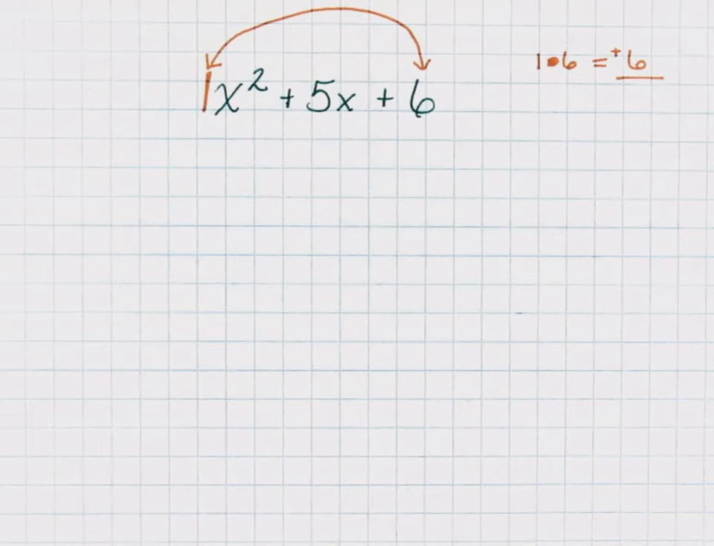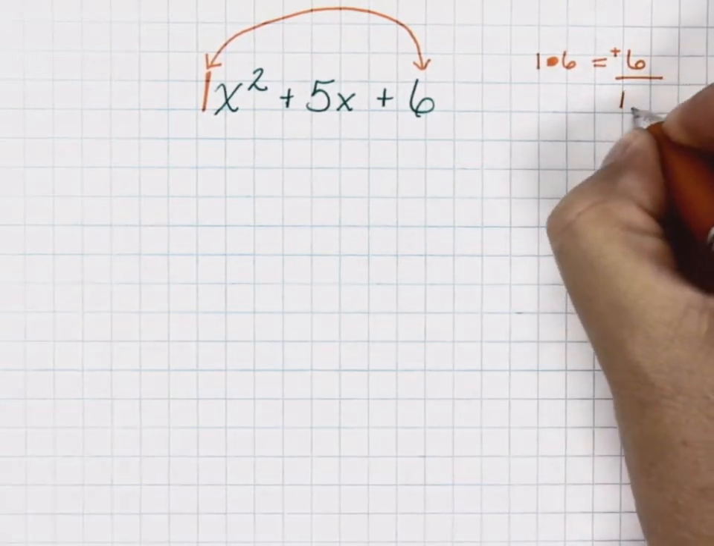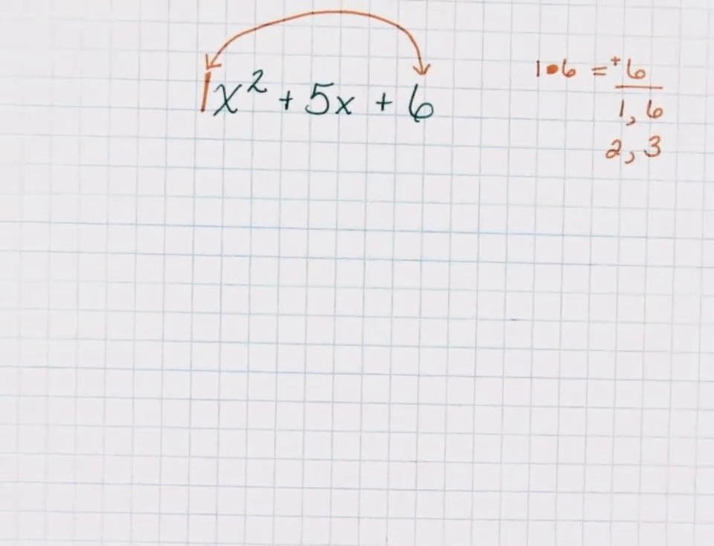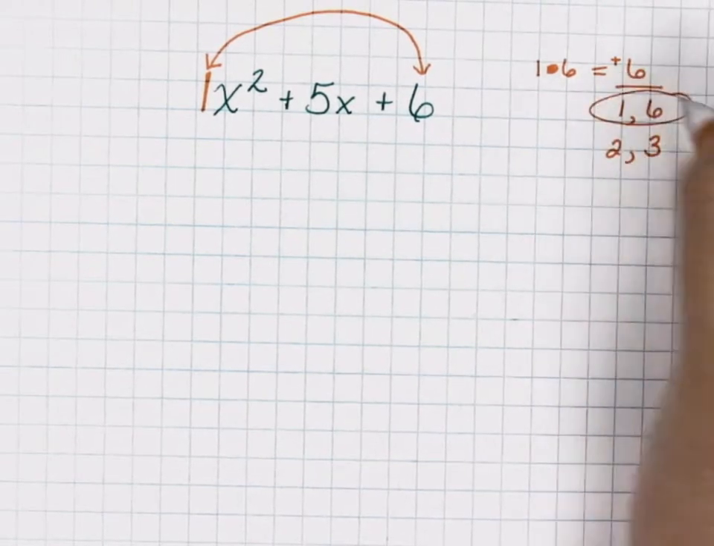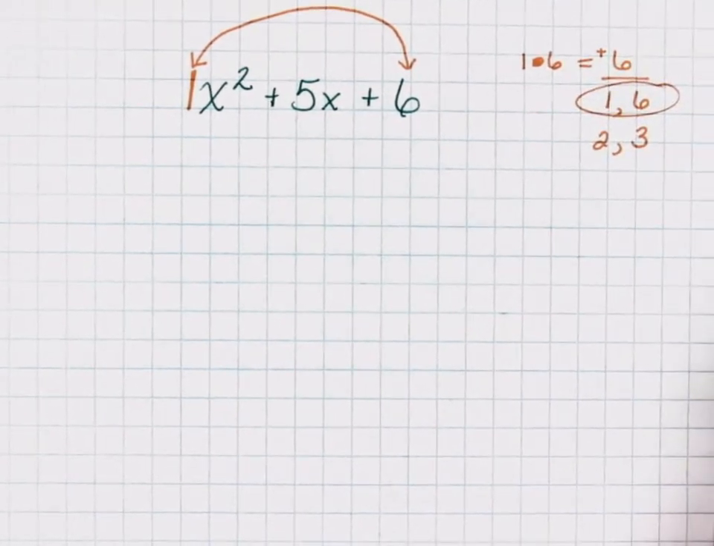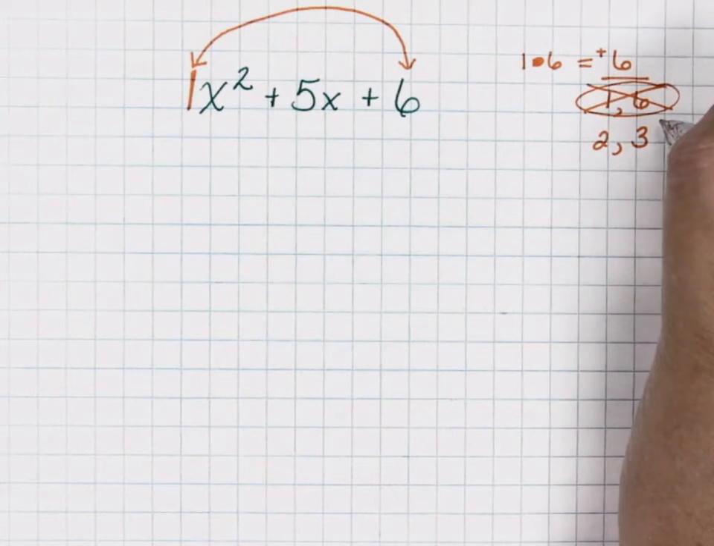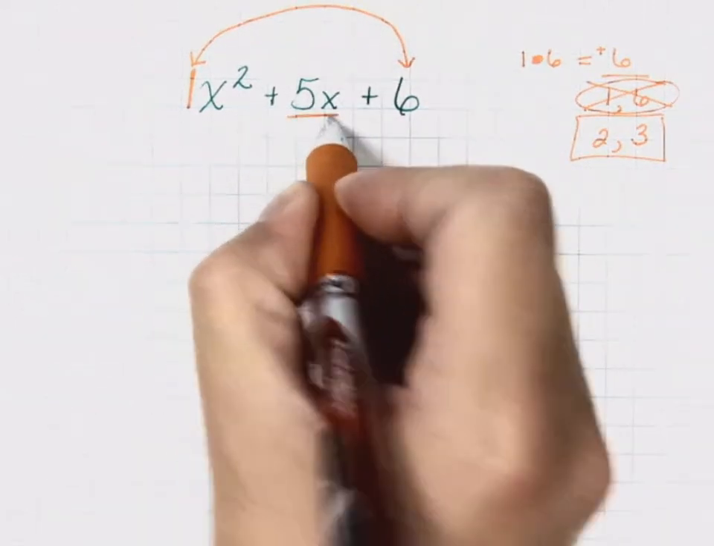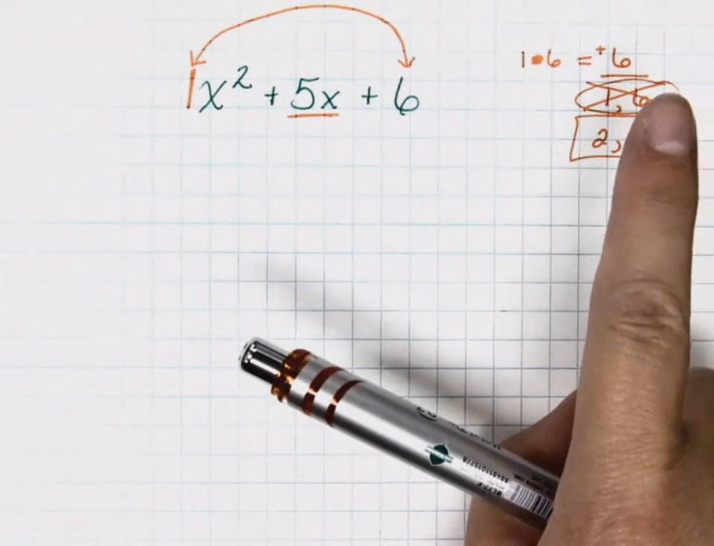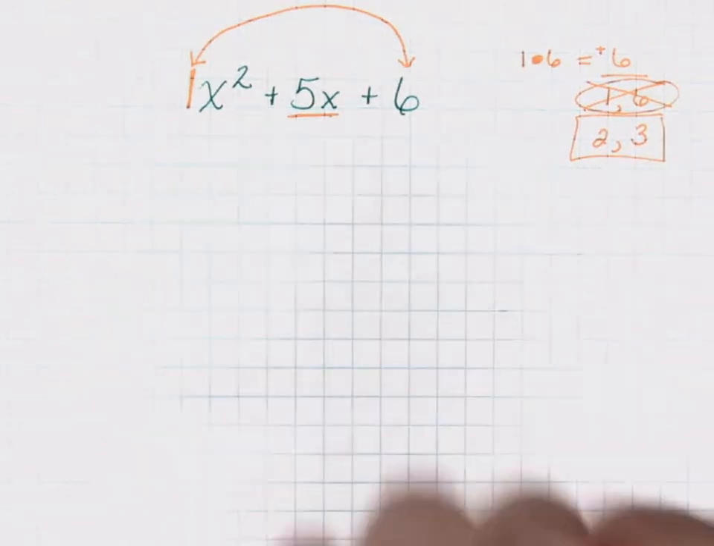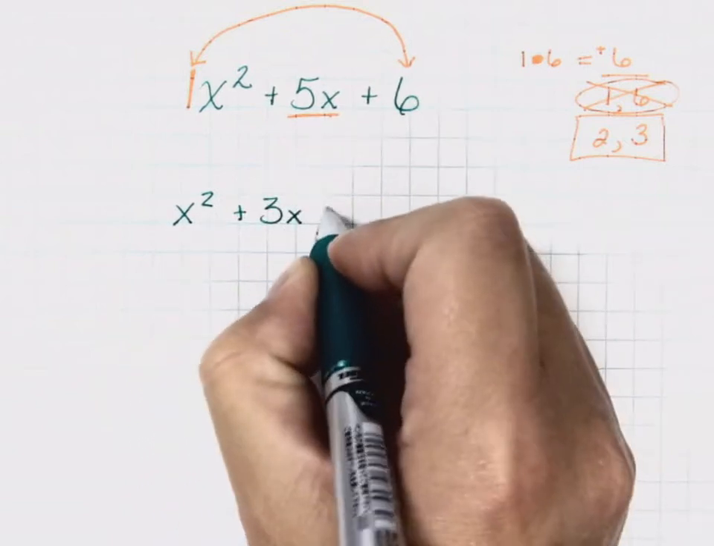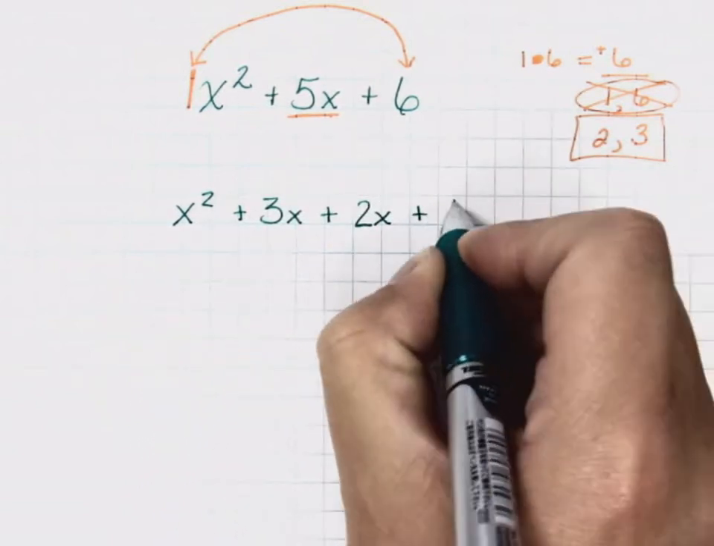2 and 3. If you're not sure, just start writing down the factors of 6. There we go. That's all of them. And this set would add up to 7, so that's not useful. 2 and 5, or 2 and 3 add up to 5. So we rewrite the middle term with these. These have to have x's on them. So it's going to be x squared plus 3x plus 2x plus 6.